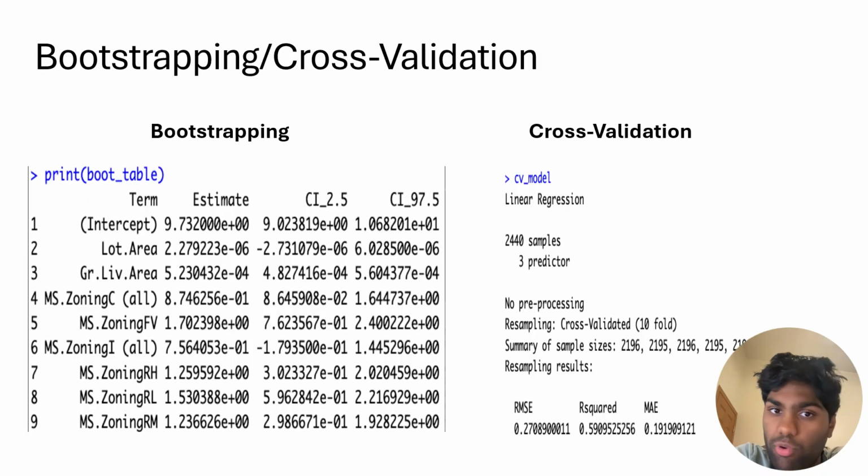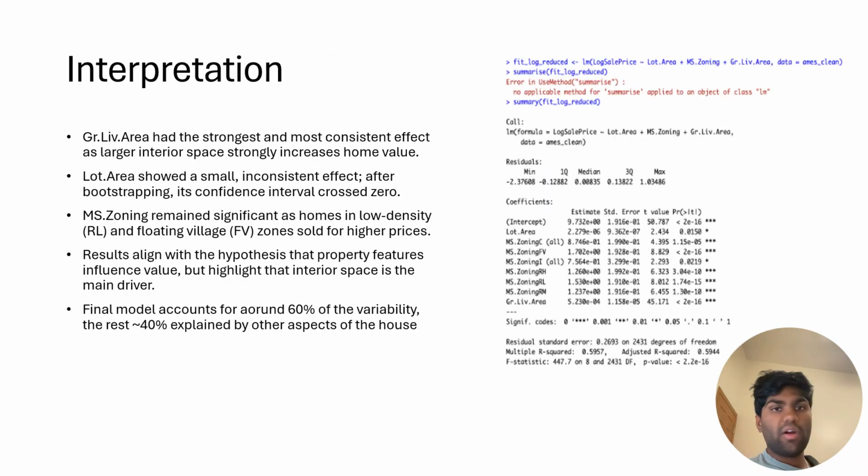I also used a tenfold cross validation, which gave an RMSE of 0.27 and R squared of 0.9, which kind of shows that this model is pretty good for predictive performance and generalizability. So overall, the above ground living area was the strongest and most consistent predictor. It kind of shows that buyers value usable interior space more.